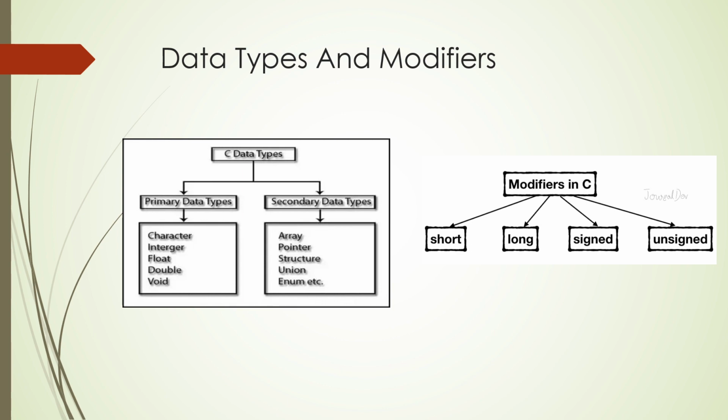Here character requires 1 byte of data, whereas integer requires 4 bytes of data, float requires 4 bytes of data for real numbers, and double requires 8 bytes of data. For 16-bit systems, short int requires 2 bytes of data; for 32-bit or 64-bit systems, integer requires 8 bytes of data. Signed allows both positive and negative, whereas unsigned allows only positive.